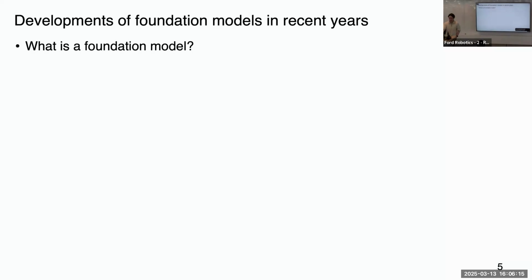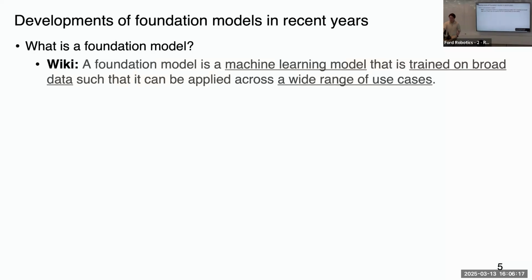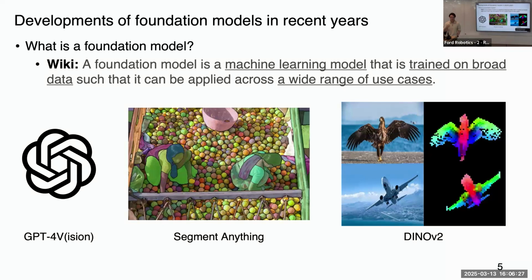So first of all, what is a foundation model? From Wiki, a foundation model is a type of machine learning model that is trained on broad data, such that it can be applied across a wide range of use cases. People have been calling, for example, GPT-4, Segment Anything, and DINO all foundation models.